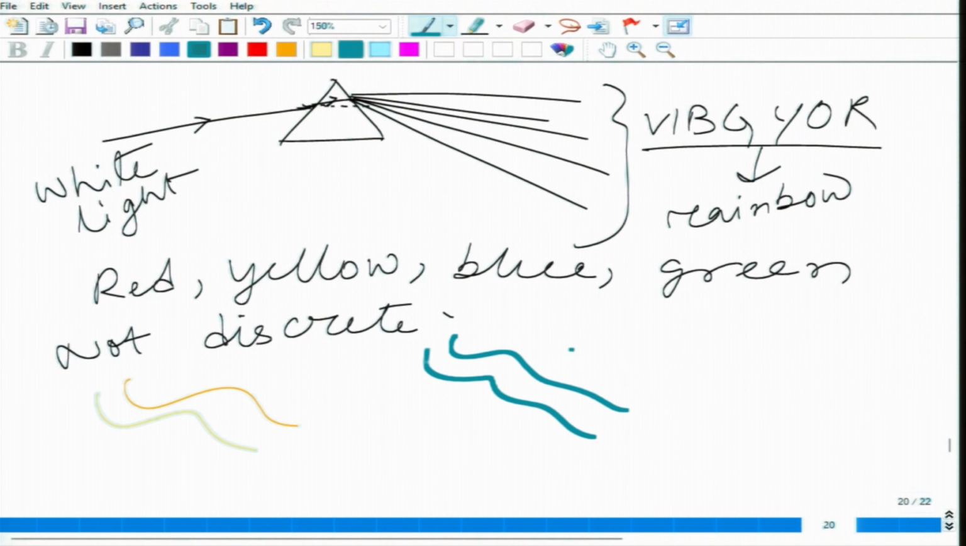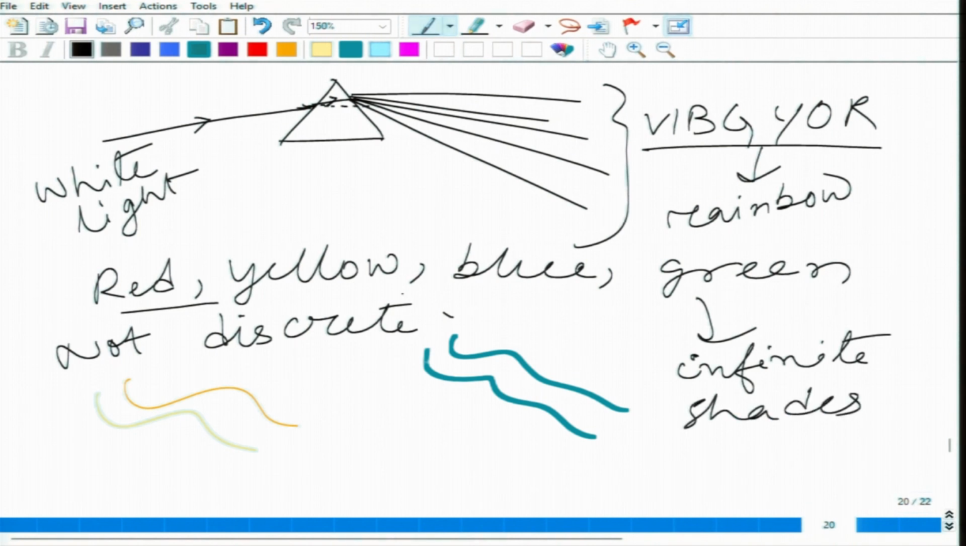So these are different. Why are these different? Because these colors merge into one another. Like violet merges into blue, blue merges into green, green merges into yellow, and so on. So infinite shades are formed in between. That's why we have so many shades of red, so many shades of green, and so on. Since these occur in infinite shades, we call them a continuous spectrum.